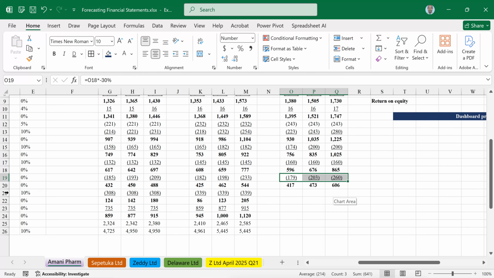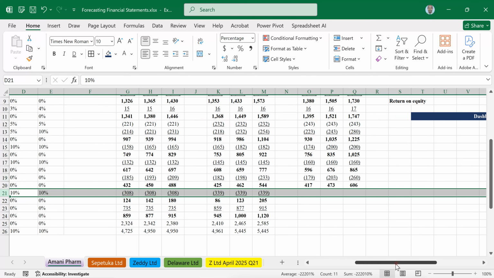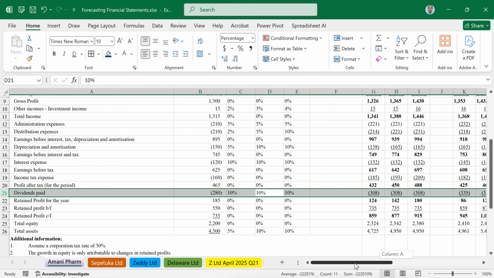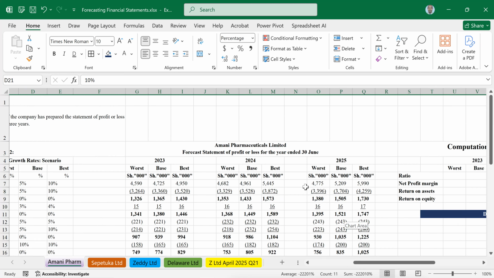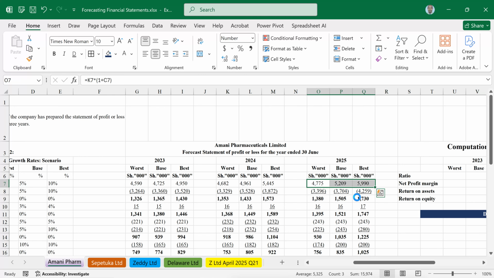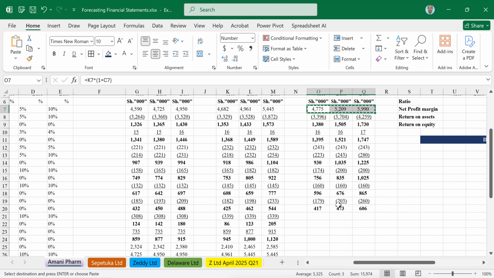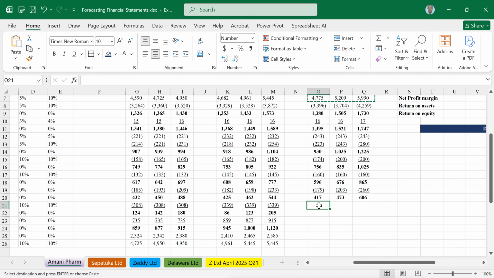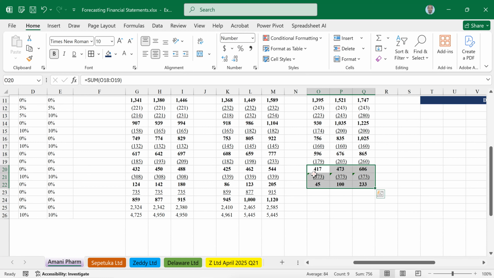Now this that follows, dividend paid, you can use the same formula as above for dividend paid. So the dividend paid. Then add this.